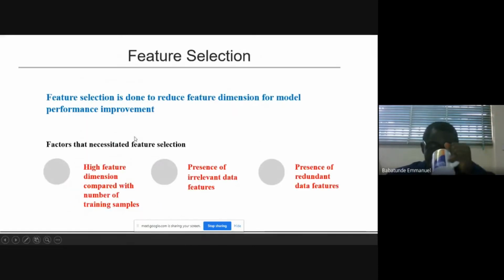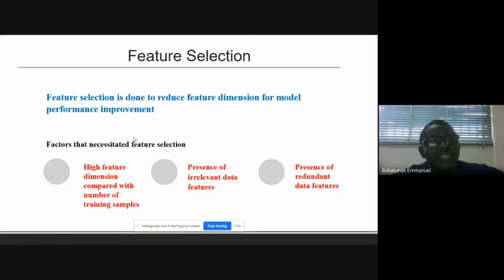So, feature selection. Feature selection is a very, very important pre-processing stage. In the event where we have very high dimension that can impact negatively on the performance of our machine learning algorithm, if features that have been extracted are too much, there is need sometimes for us to reduce the dimension of the features. So feature selection is used to reduce feature dimension for model performance improvement.